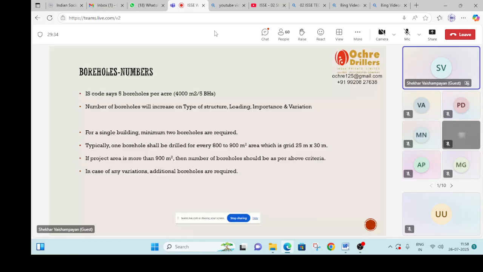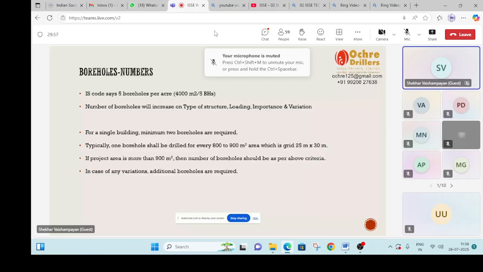The IS code says that you should do 5 boreholes per acre. 5 boreholes per acre is a 4,000 square meter area for 5 boreholes, so roughly 800 square meters per borehole is what is required. The number of boreholes can increase based on the type of structure, loading, importance, variations, and so on. Consider a typical case of a single building.